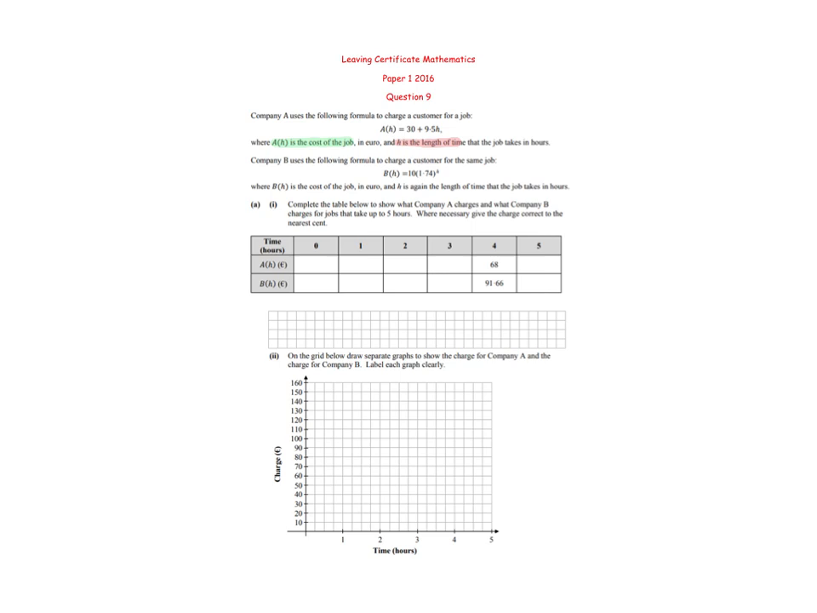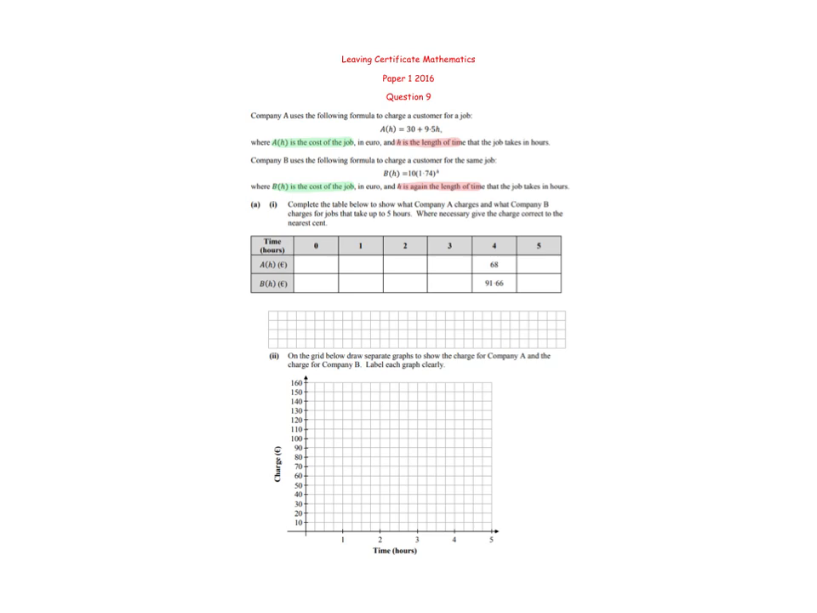Company B uses the formula to charge a customer for the same job, where B of H is equal to 10 multiplied by 1.7 to the power of H. And in this case, B is the cost of the job, and H is the length of time. Complete the table below to show what company A charges and what company B charges for jobs that can take up to 5 hours. Where necessary, give the charge correct to the nearest cent.